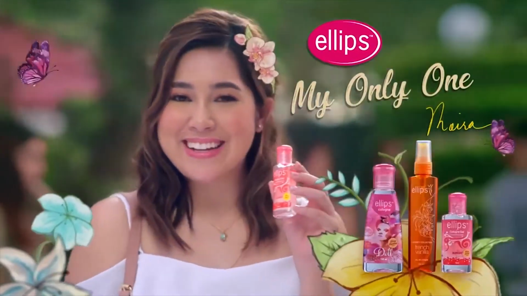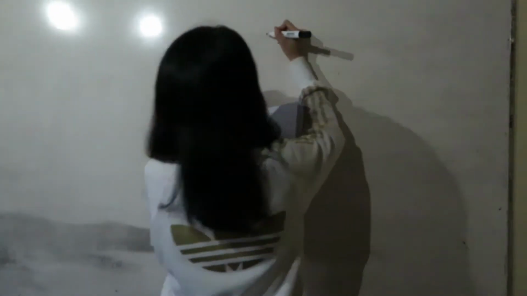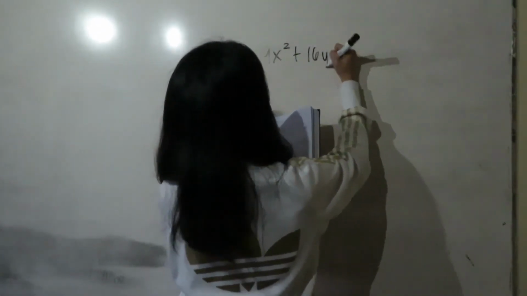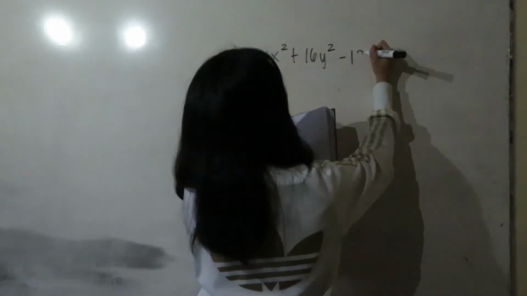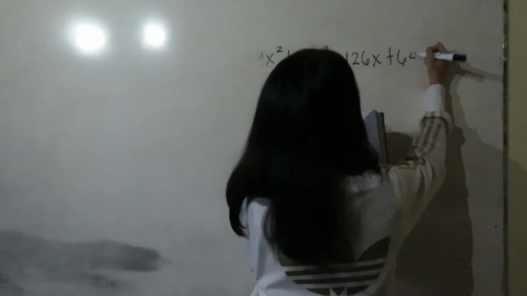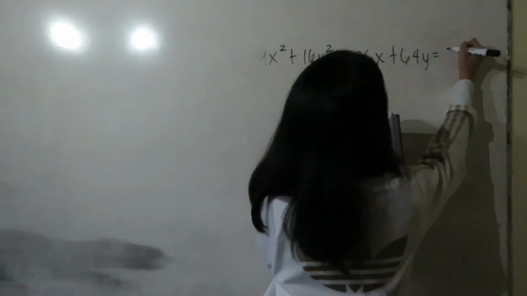Here is an example of an ellipse from general to standard form. 9x squared plus 16y squared minus 126x plus 64y is equal to 71.